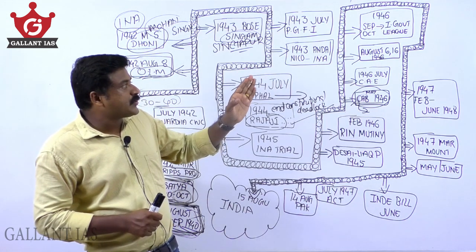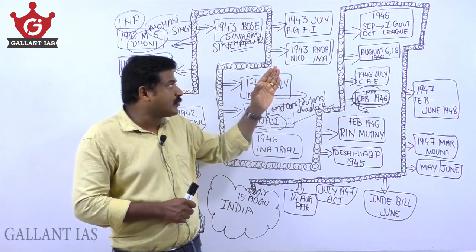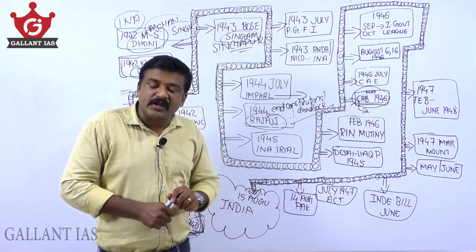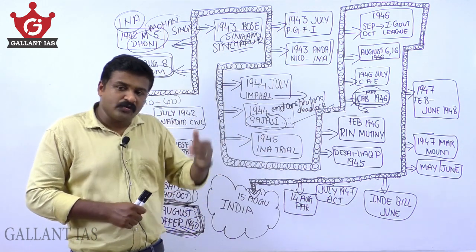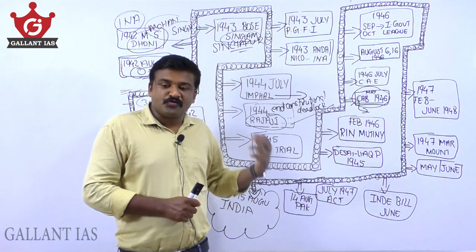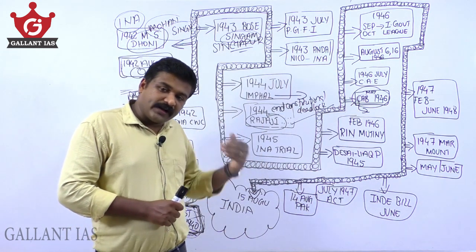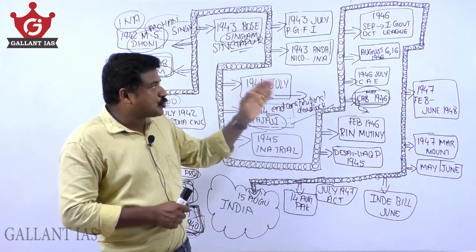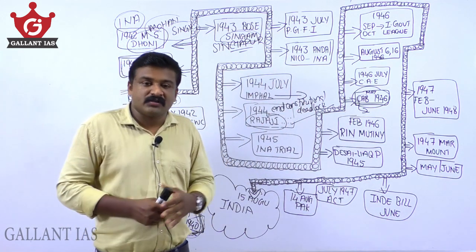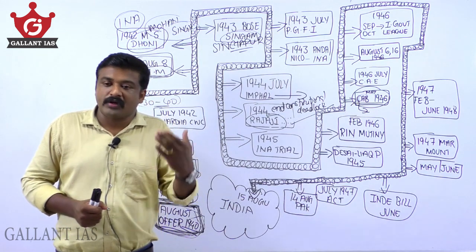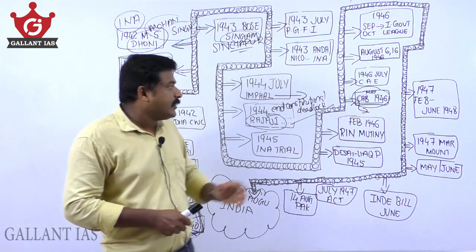Then in September 1946, the interim government was formed. The Viceroy invited Nehru to form the interim government, and Nehru was the head of that interim government. Then in October, the League also joined, but that coalition government was also a failure.